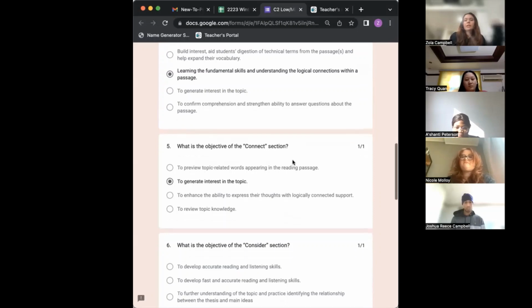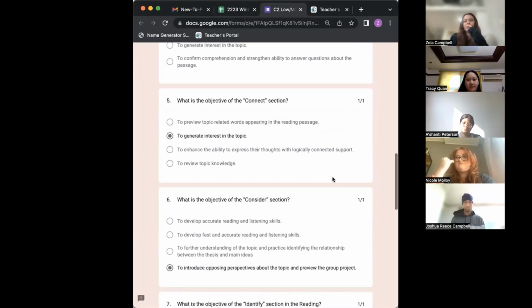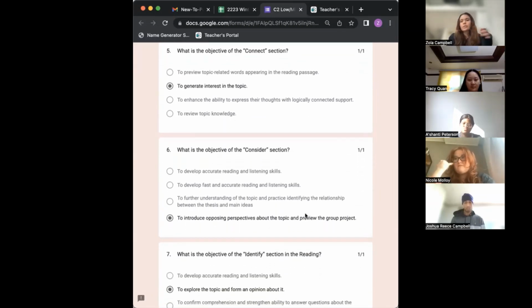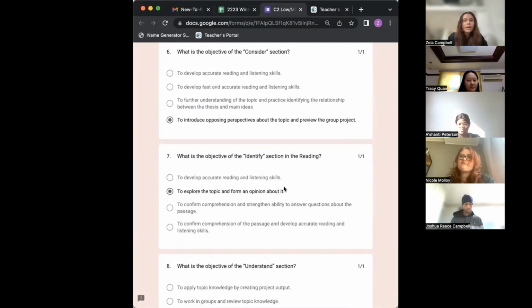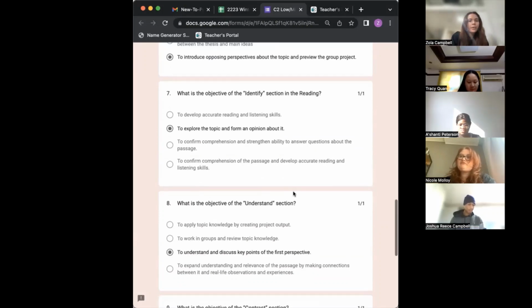What is the objective of the connect section? Just to generate interest in the topic, and that's the same as C1. The objective of consider is to introduce the perspectives. So we have a topic, right? We're going to look at 2 perspectives, and you're introducing that in that section. Purpose of identify is basically to explore the topic informed opinions. So that's like the research section. So I'll go more into that.